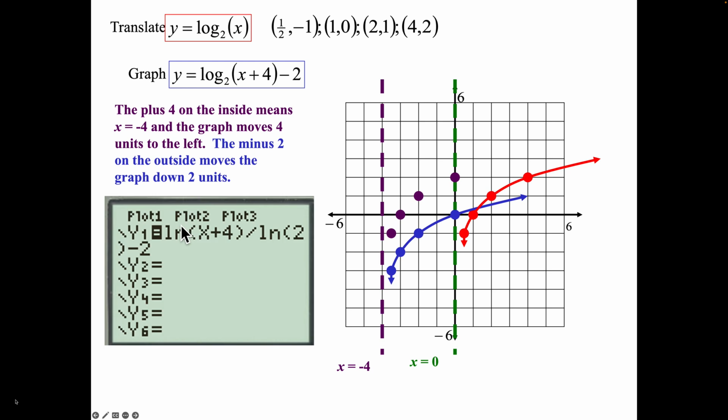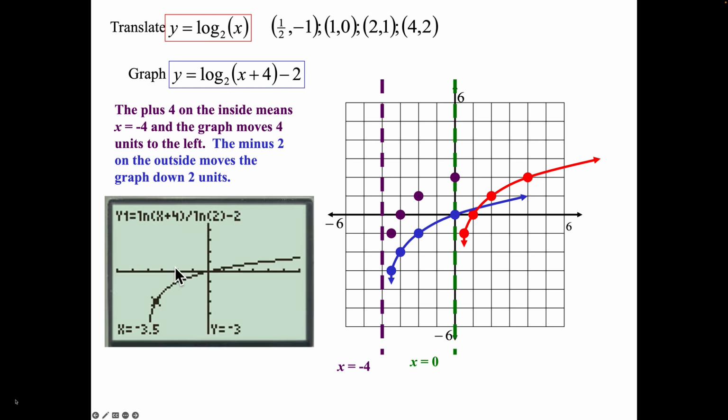Check it on your calculator. Base change formula, ln of x plus 4 divided by ln of 2 with the minus 2 on the outside. We graph it. You check your points. 1, 2, 3.5, negative 3.5. I'm at negative 3 for the y. Negative 3, negative 2, negative 2, negative 1, 0, 0. All my points match up.